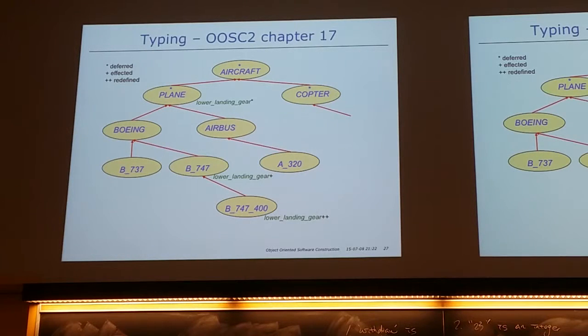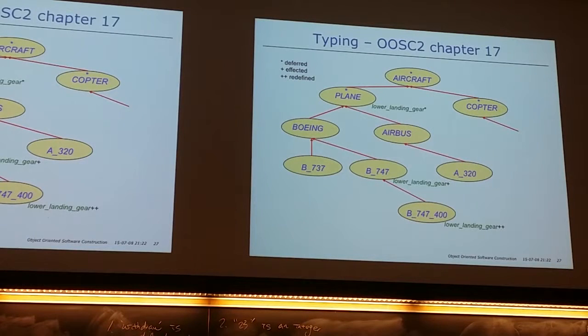And so here we have another type of Boeing plane. Here we're saying it is a type of 747, but now we're trying to redefine the lower landing gear with a different implementation, of course. Okay, so now let's see how this example might clarify our understanding for the checking.